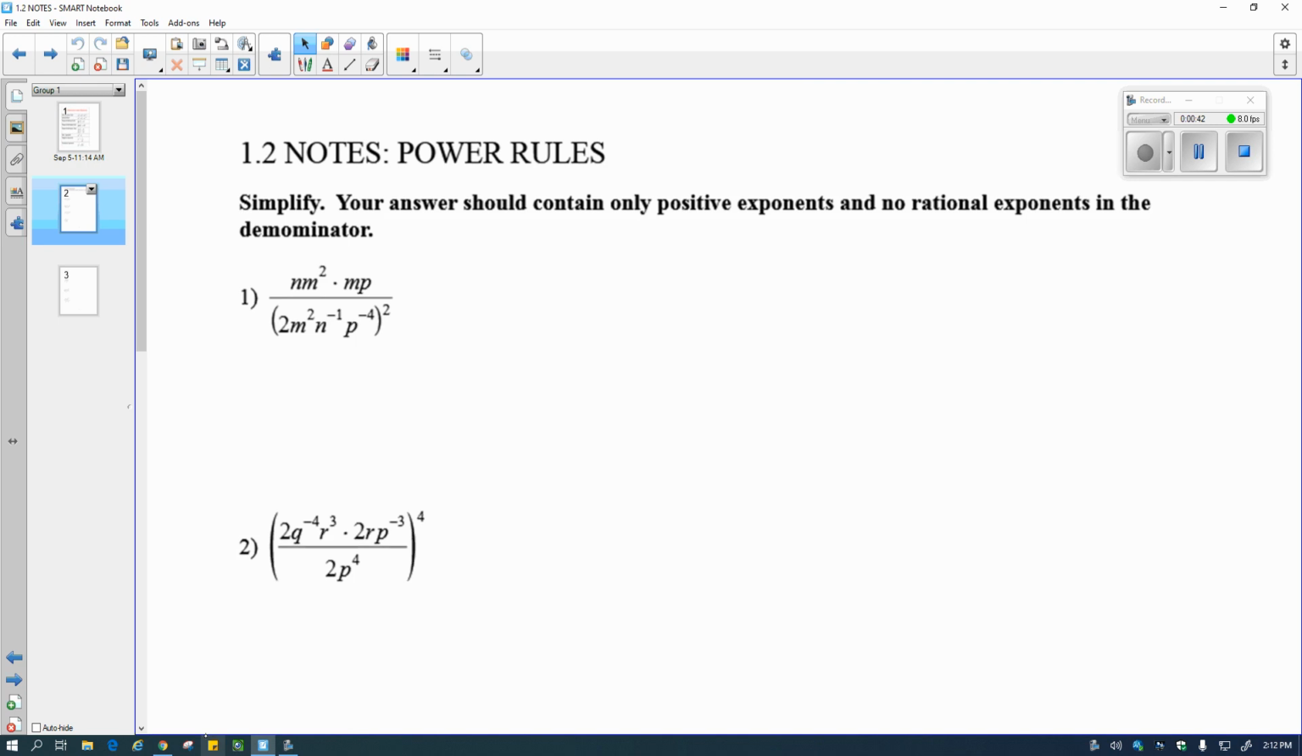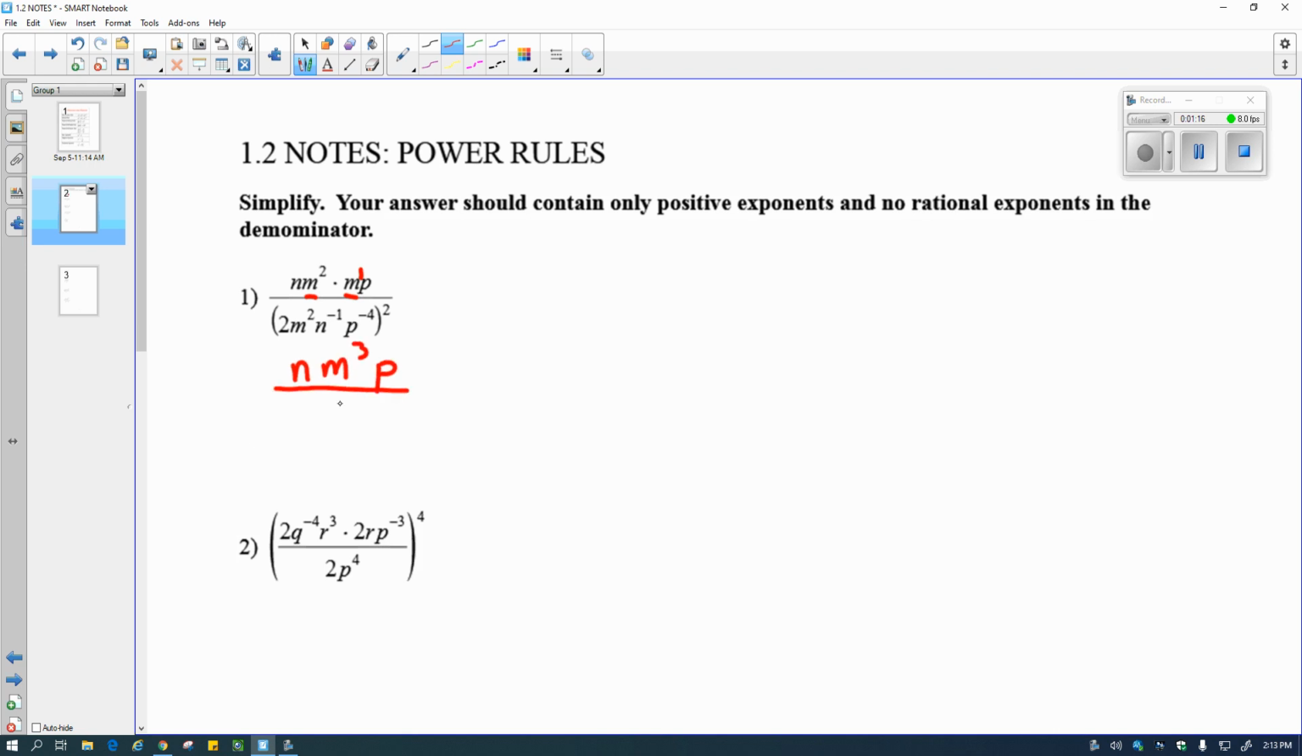One thing that I can tell you as a word of advice is there's not really one right exact way to do this, so different people might do things in different orders, and I'll just sort of talk through what I'm thinking. So in this first problem, I am going to start by combining the stuff on the top, the m squared that I have here, with the m to the first that I have next to it. So my new top looks like n m cubed p.